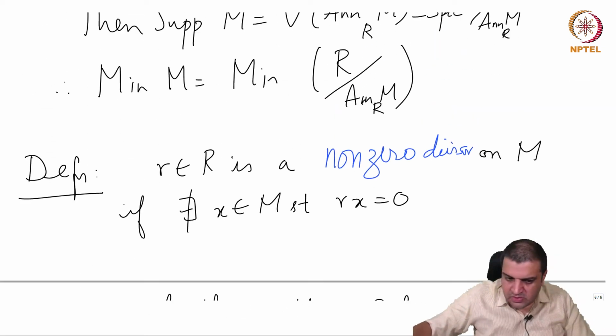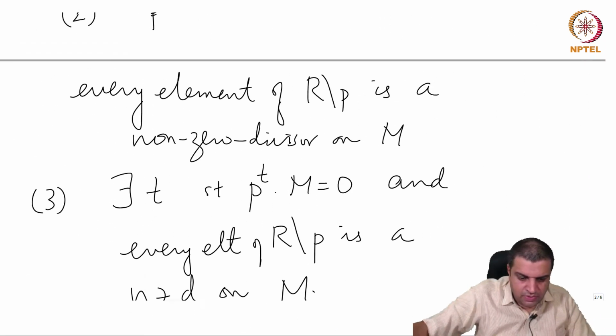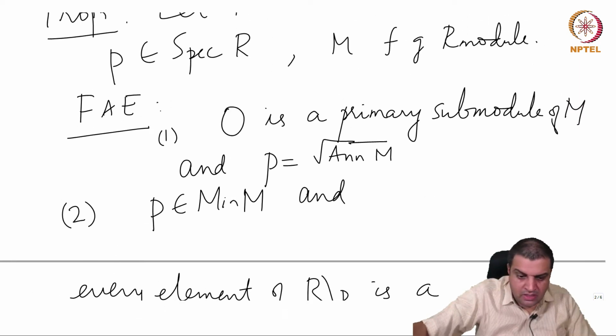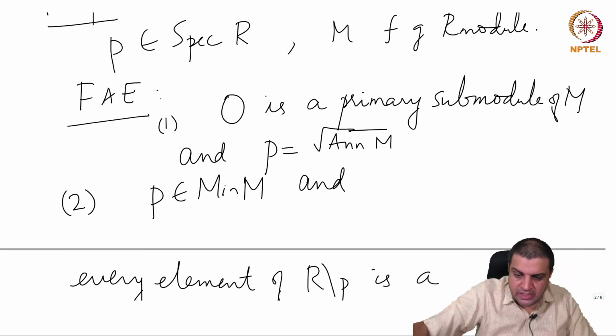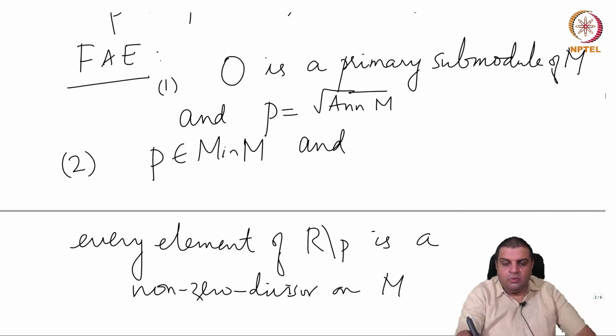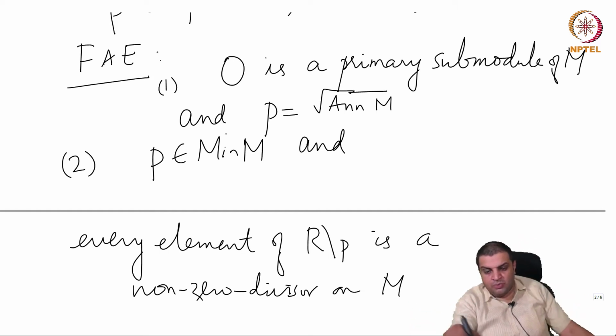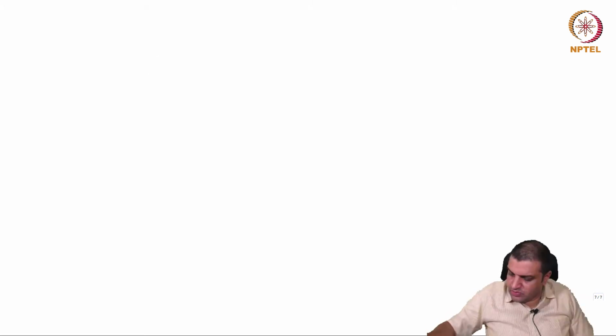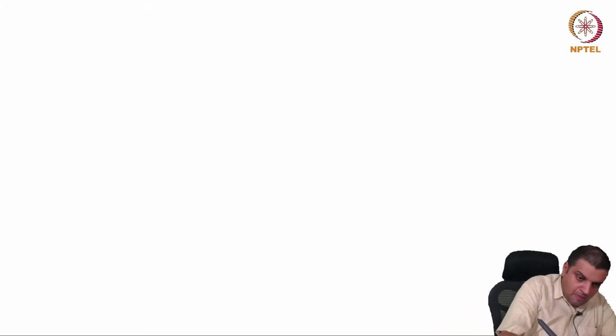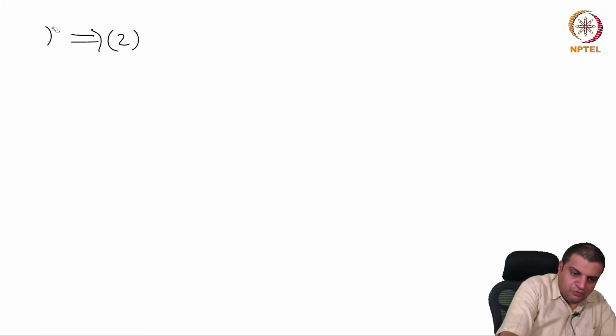Now let's go revisit the proposition which we need to prove. Okay, so we are in a Noetherian ring, finitely generated module, and we ask the question, when is 0 a primary submodule with this property? And then, so 1 implies 2. This is the proof of the proposition.